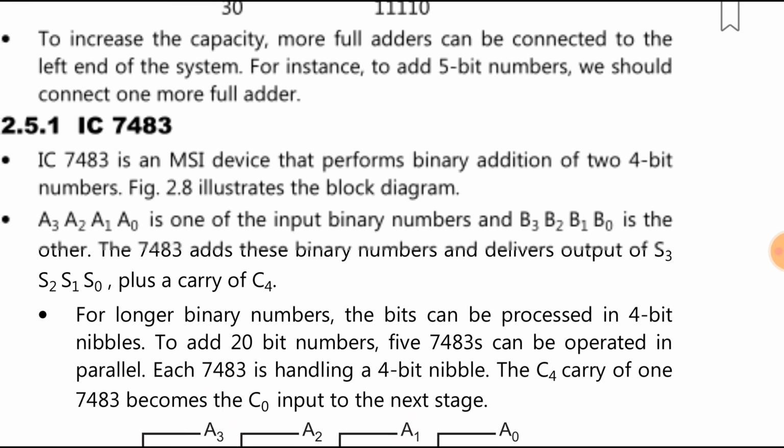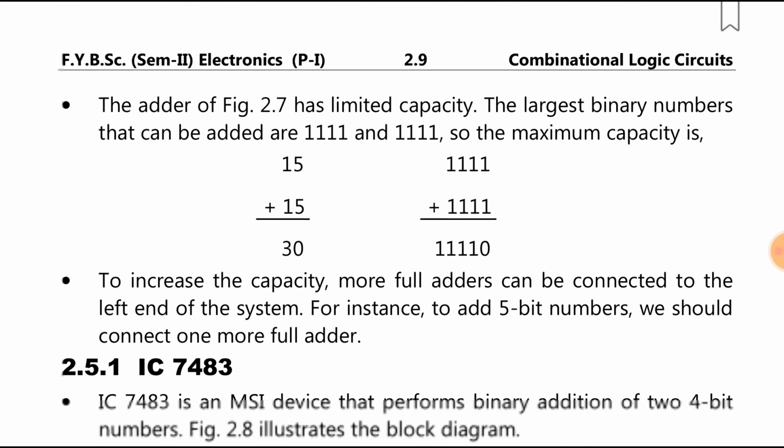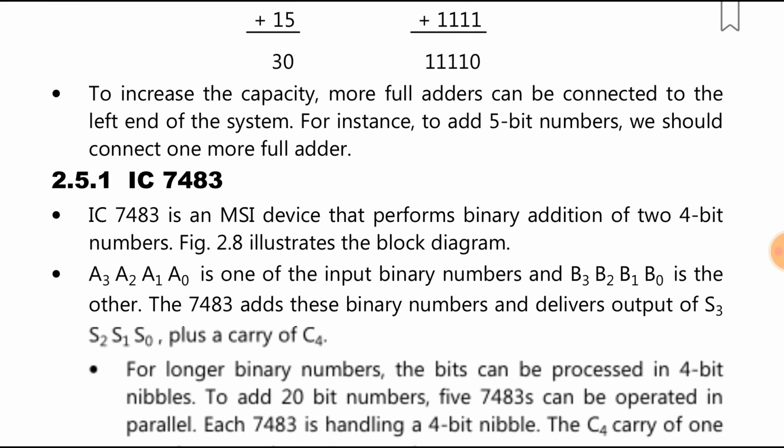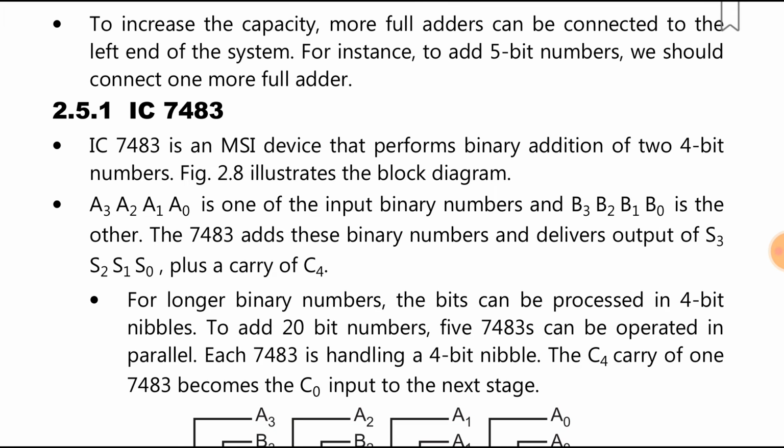Now there is an IC available for the parallel adder. An adder has a limited capacity. The largest binary numbers that can be added are 1111 and 1111, so the maximum capacity is 15 plus 15, which is 30. To increase the capacity, more full adders can be connected to the left end of the system. For instance, to add 5 bit numbers, we should connect one more full adder.